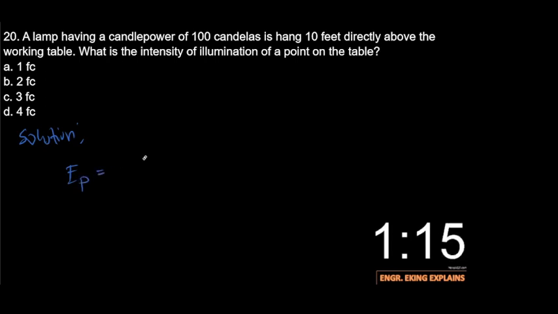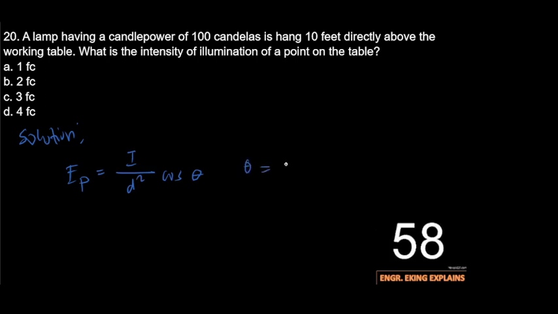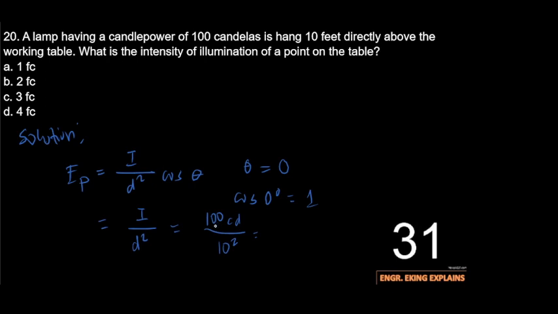So the intensity of illumination is equal to the candle power over d squared times cosine theta. When we say directly above, yung ating angle niyan is equal to 0 degrees. So yung cosine 0 degrees is equal to 1. So yung formula natin is magiging I over D squared lang. So yung I natin 100 candela, yung distance D is 10 feet. So that is 100 divide 10 squared, or 100 over 100, which is equal to 1 foot candle. Kaya foot candle yung unit natin kasi yung ating distance is in feet. So the correct answer is letter A.